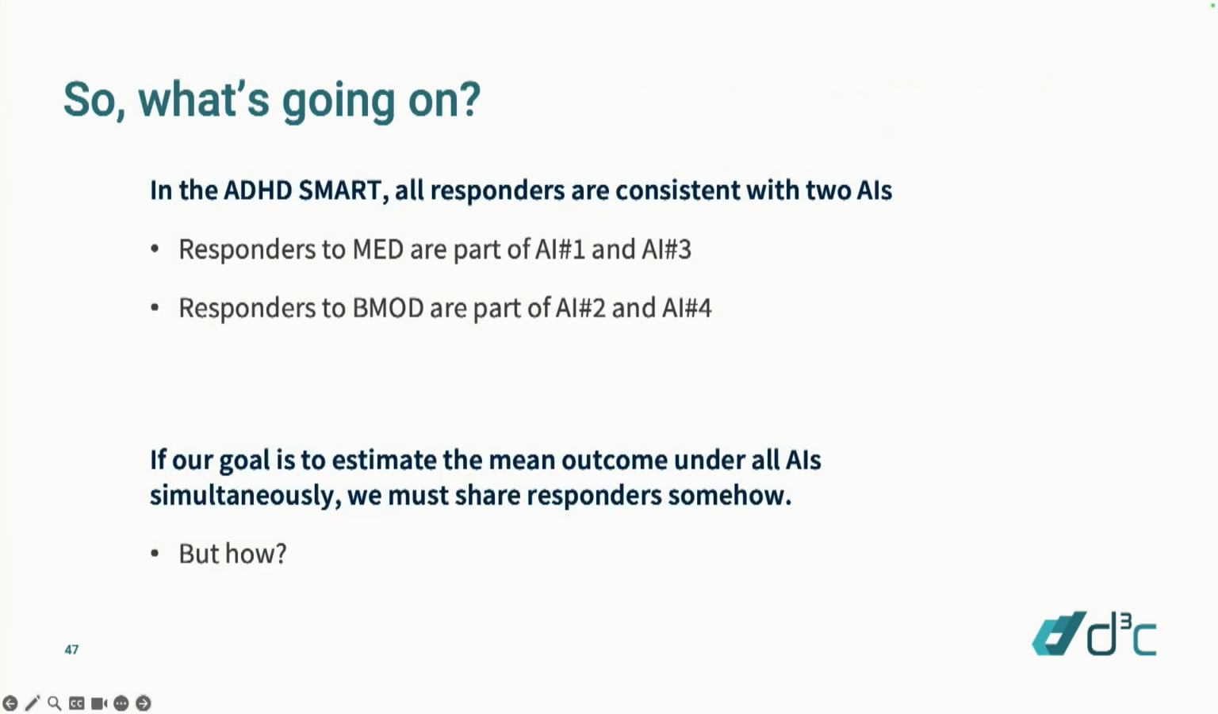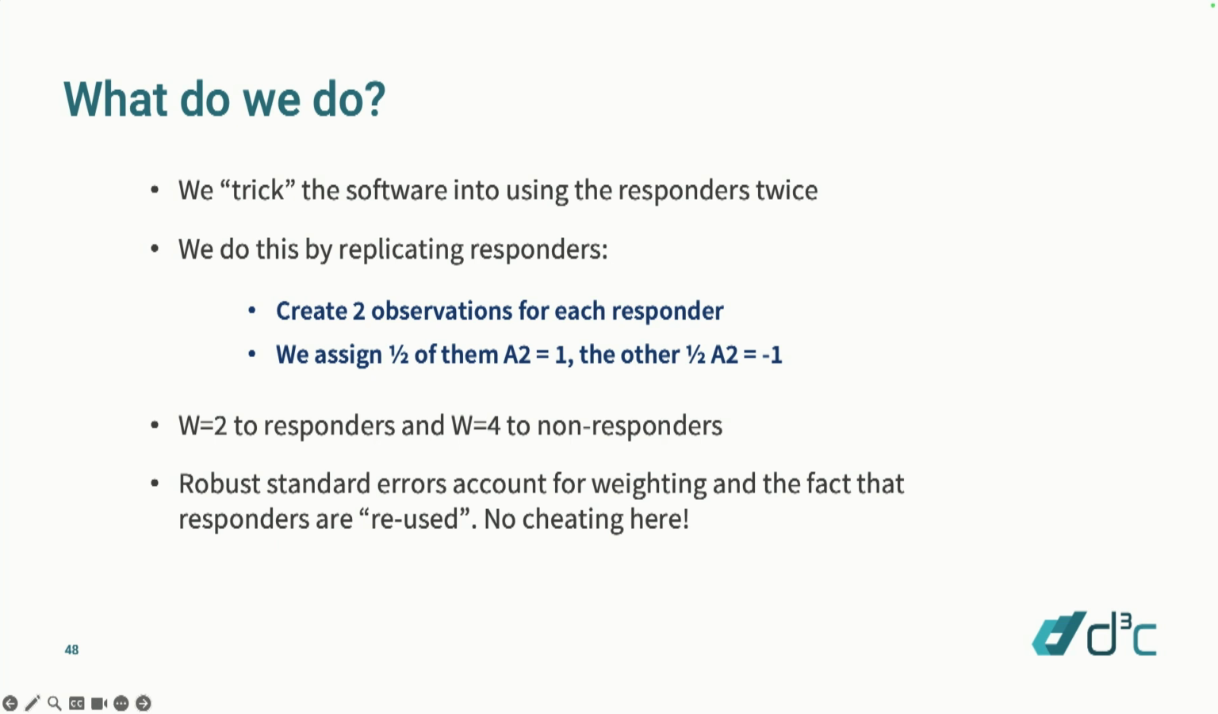So what's going on? In the ADHD SMART, all responders are consistent with two adaptive interventions. Responders to MED are consistent with AI1, AI3. Responders to BMOD are consistent with AI2, AI4. So if our goal is to estimate the mean outcome under all of them in one fell swoop, I must share the responders somehow, right? I got to share the love. Yeah? But how? So what we do is there's a little trick, and the trick I'm showing you here is not the statistics. It's how we fool the computer to do the statistics. Okay, you guys? I need you all to realize that.